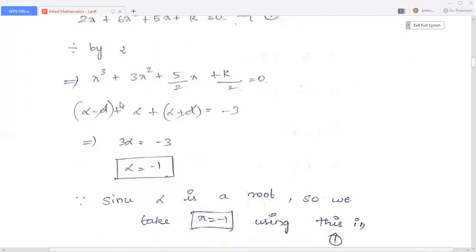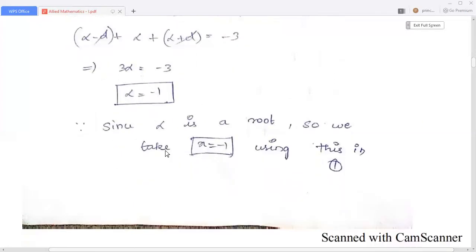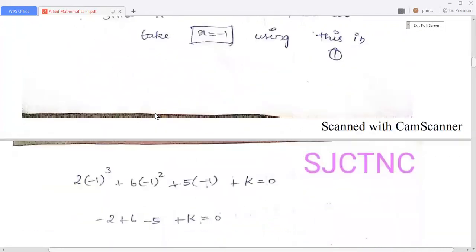Right. Now we write sum of all the roots, alpha minus d plus alpha plus d, equal to minus 3. And then here minus d plus d get cancelled. So 3 alpha equal to minus 3. Therefore, alpha equal to minus 1. Since alpha is a root, so we take x equal to alpha equal to minus 1. Using this result in equation number 1.